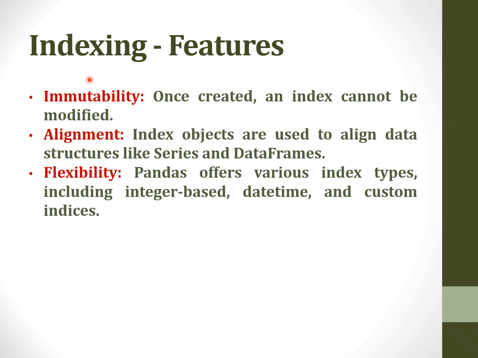So what are the features of indexing? We have three important features of indexing. First one is immutability. Once created, an index cannot be modified. Second one is alignment. It is used to align the data structures like series and data frames. Third one is flexibility. Pandas offer various indexing types including integer based, data type and custom indices. So these are the features of indexing.